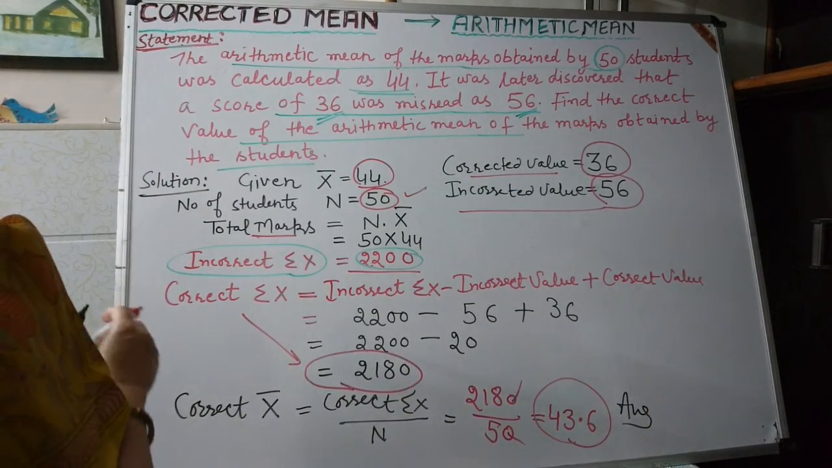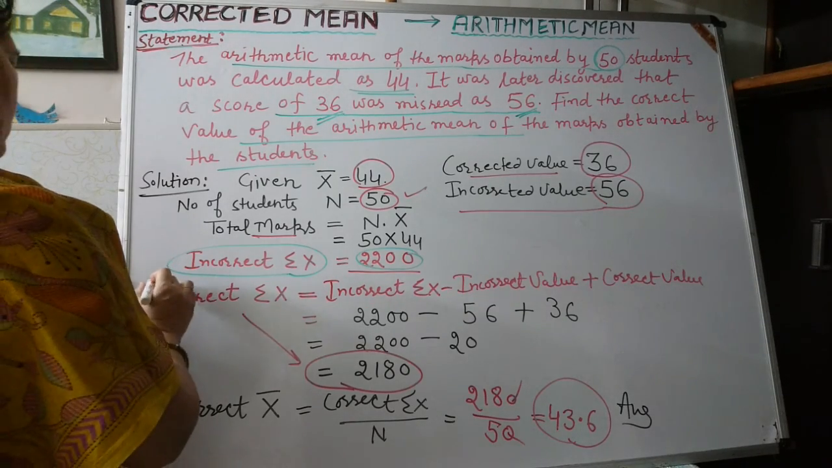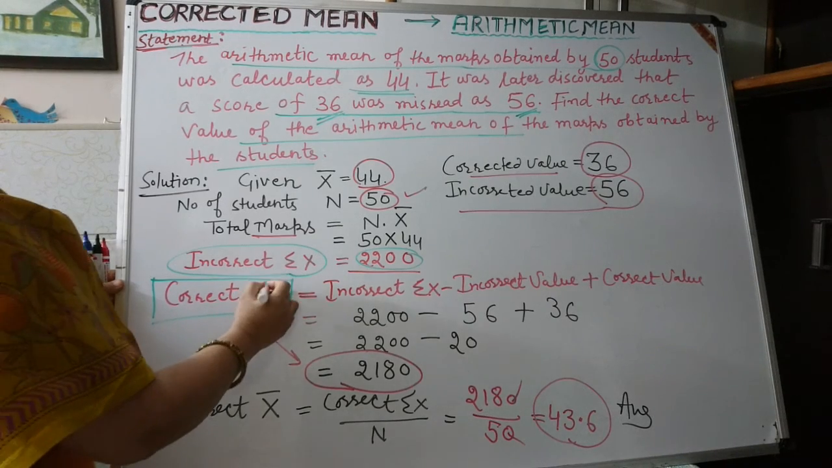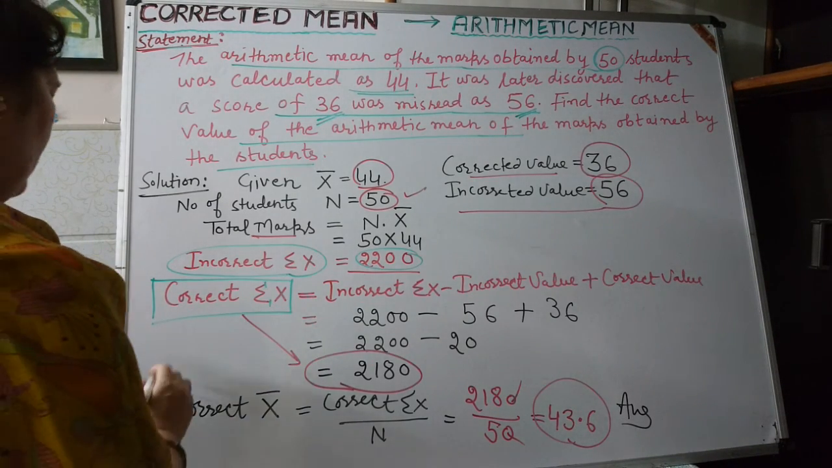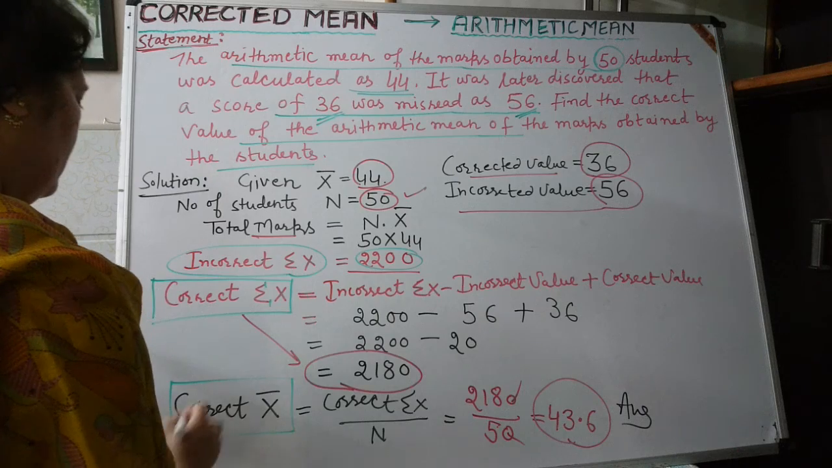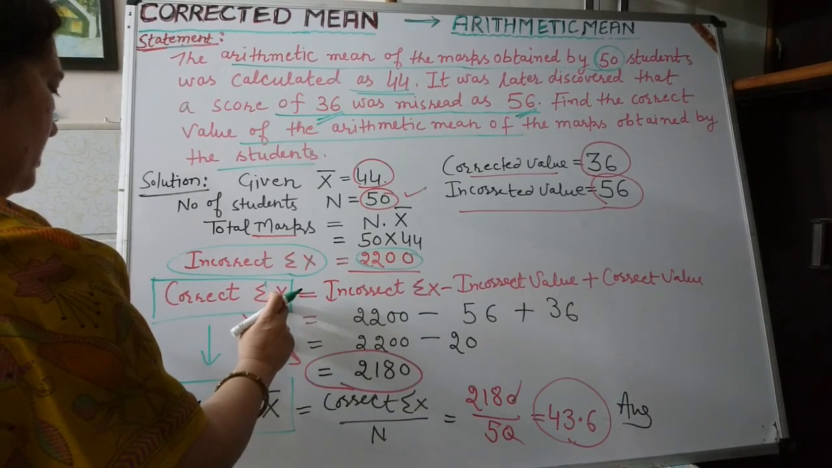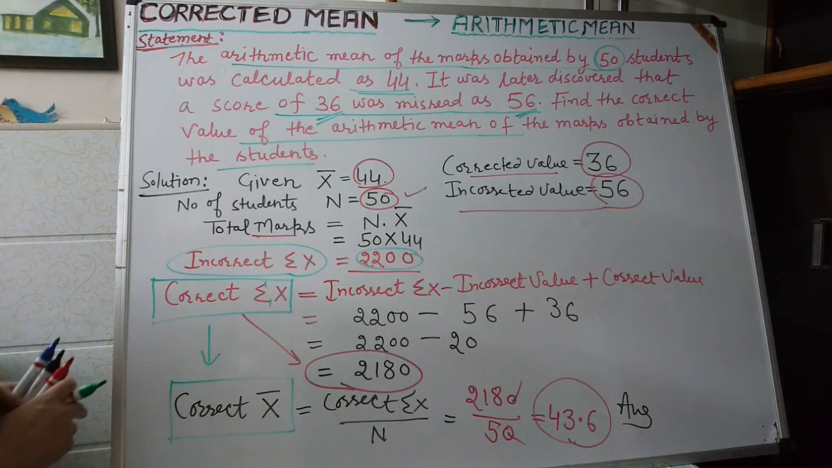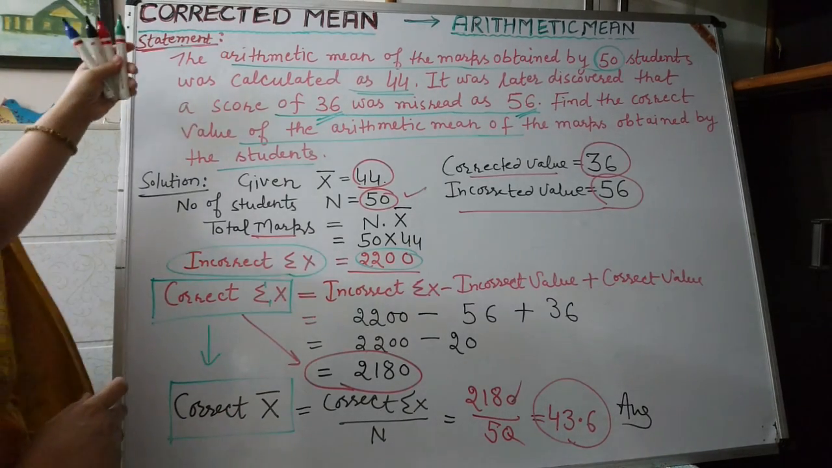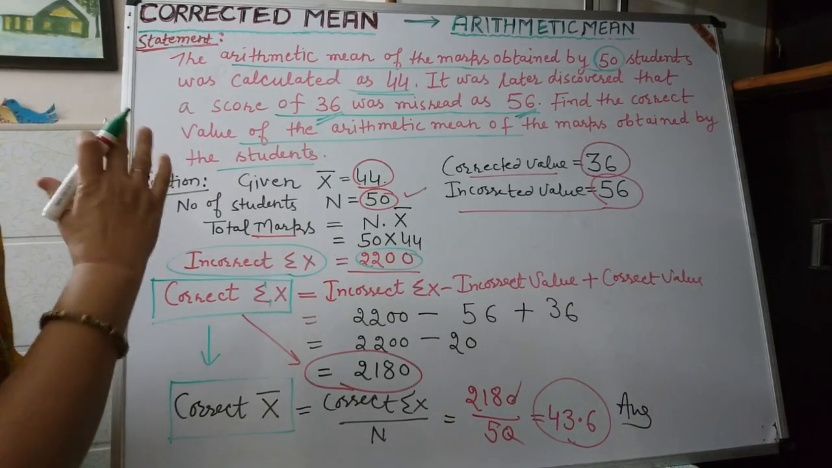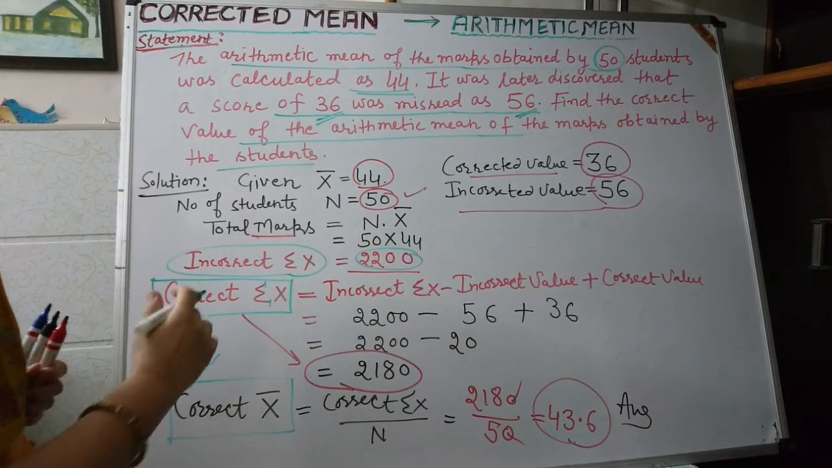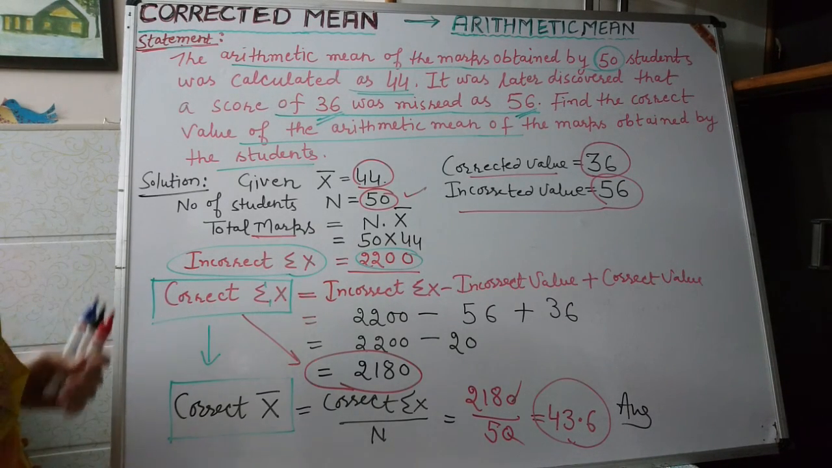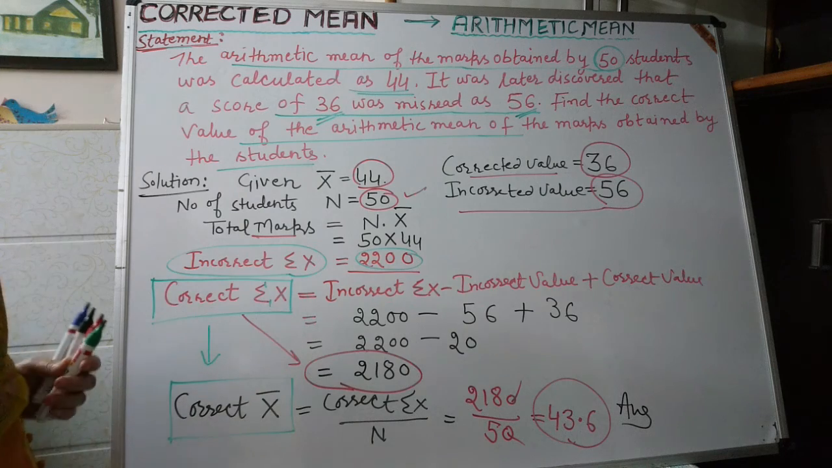So in this way, first of all we have to find out the correct summation x. Then with the help of this corrected sum total of all the values of x, we can calculate the corrected arithmetic mean. So instead of doing all the sums from the initial stage, in this way we can correct the values in between also. So that's all regarding this corrected arithmetic mean.